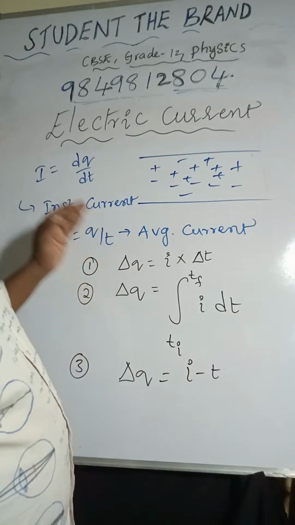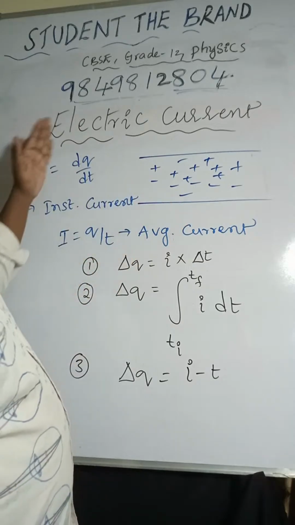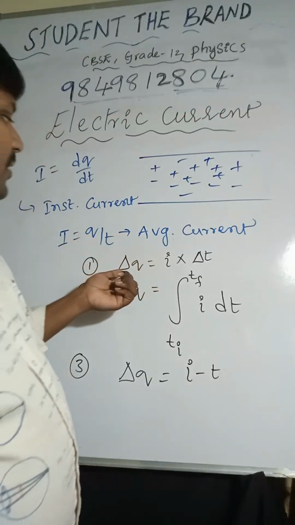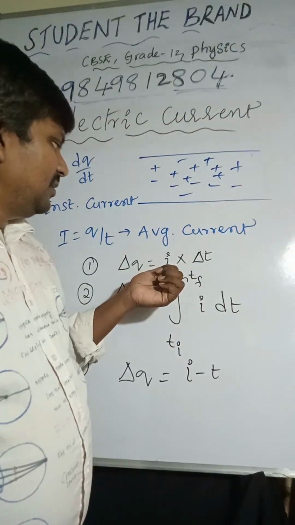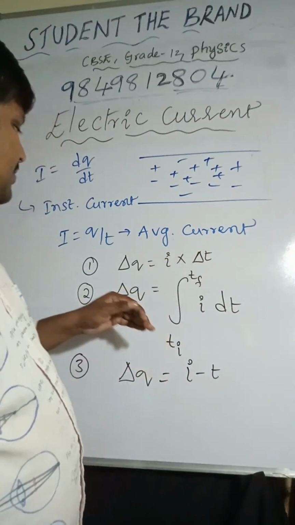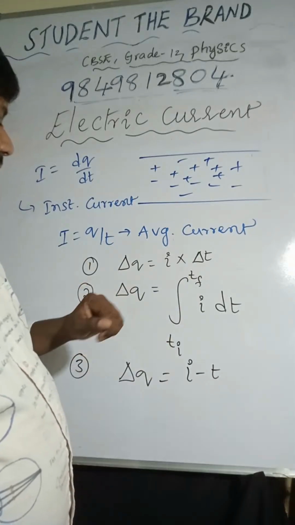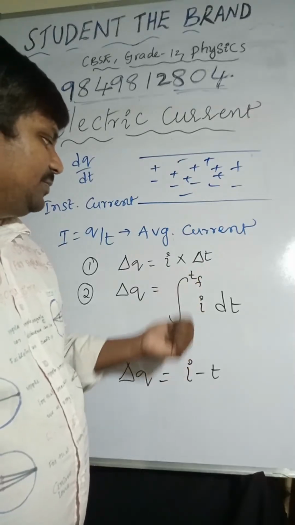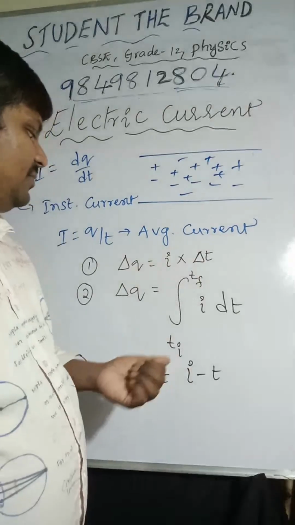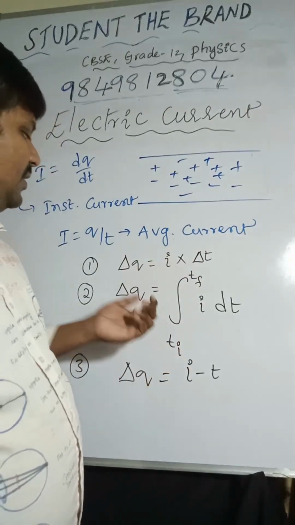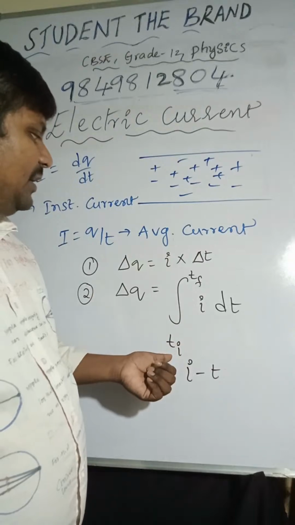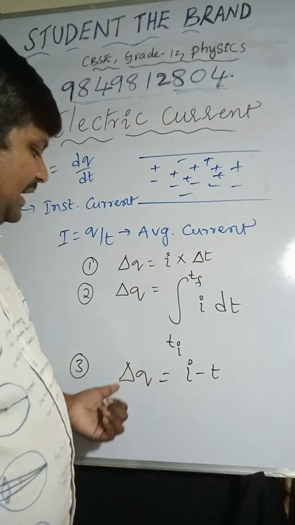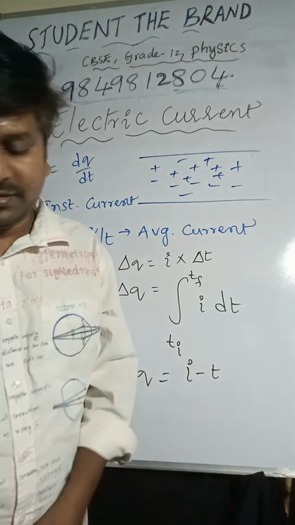I equal to q by t is the average current. I equal to dq by dt is the instantaneous current. The flow of charge can be obtained from current and time interval. If the current is a function of time, the flow of charge is the integral from t initial to t final of I dt. And the flow of charge can be obtained by the area under the I-t graph, the current and time graph.